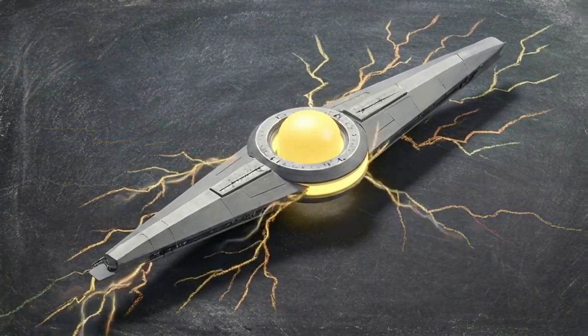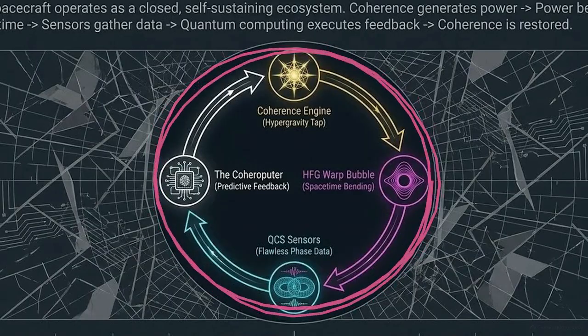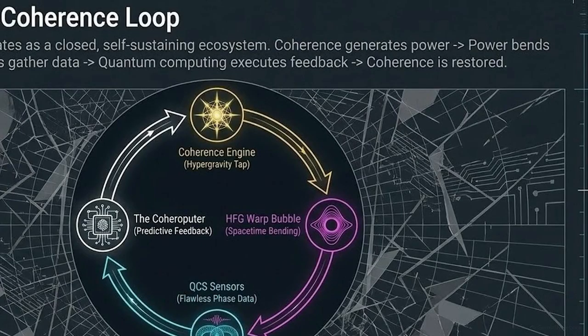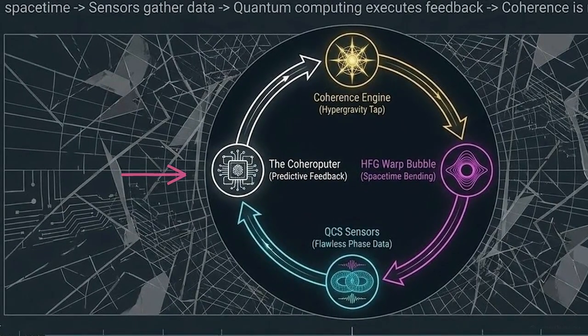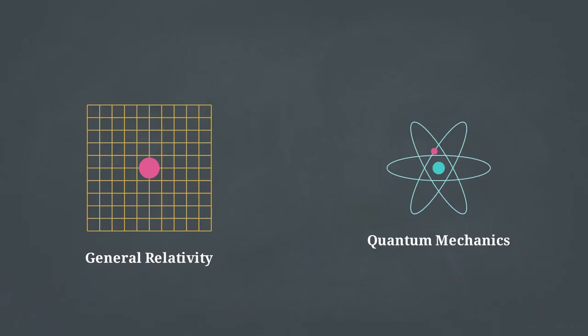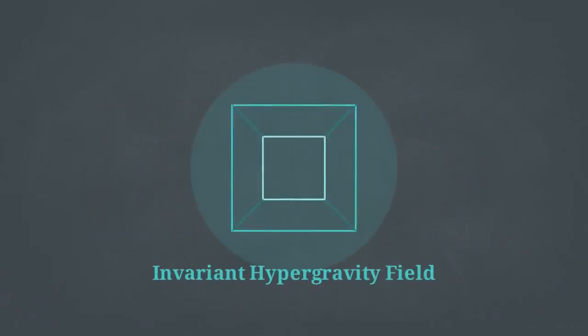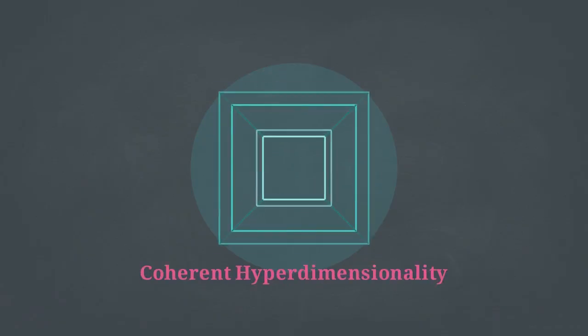Viewed as a whole, the spacecraft operates as a closed-loop ecosystem. Each system supports the next. Coherence generates power, power bends the warp bubble, sensors gather phase data, and the quantum core executes the feedback to restore coherence. This mathematical model proposes a functional bridge between quantum mechanics and general relativity by treating both as specific outcomes of an invariant hypergravity field.